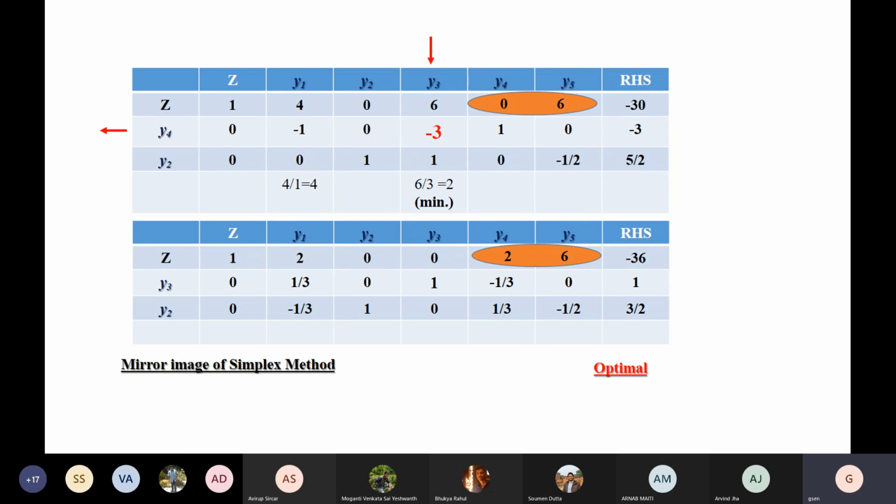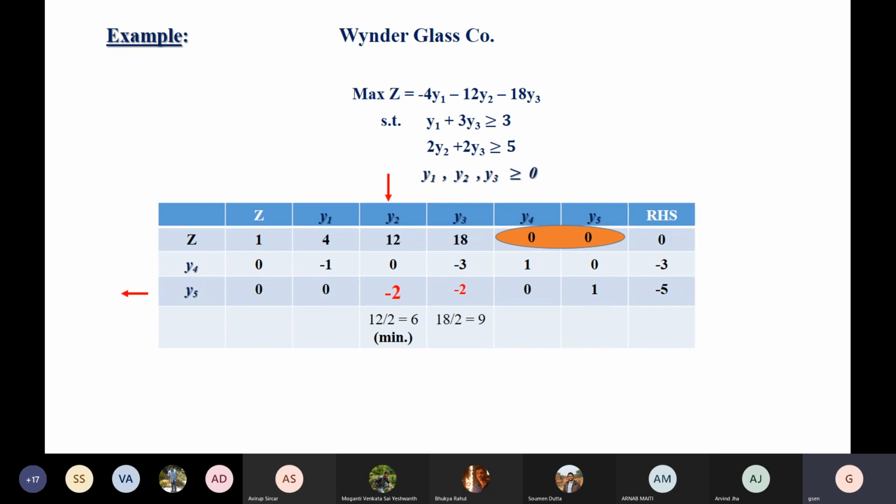Is it clear? So instead of working on the primal solution, you work on the dual. You apply the simplex in a complementary manner, or we say mirror image of simplex method on the dual solution. And so what is the idea? The idea is, what is the advantage of doing it?